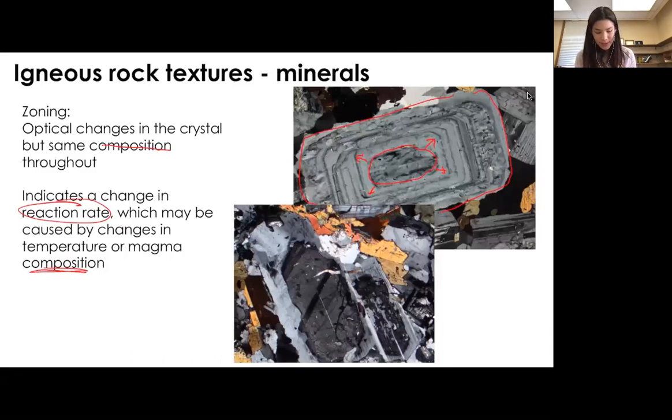On the bottom, we can see another example of these zoning bands. In this case, there's kind of just one inner zone and then one outer zone, rather than this kind of back and forth alternation that the upper one shows.